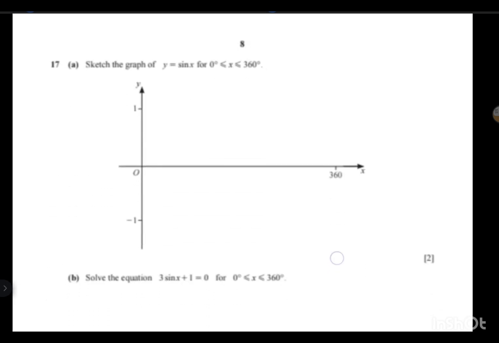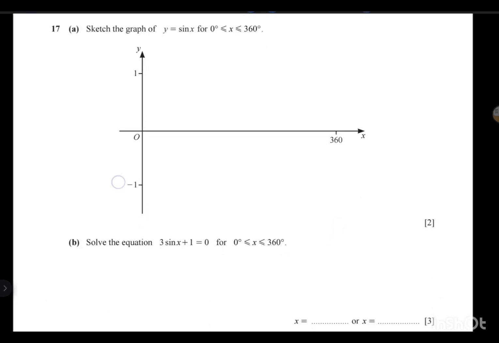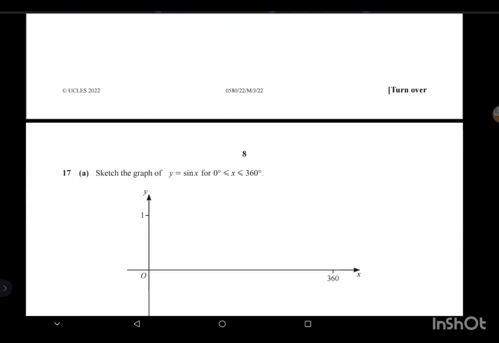Question number 17. Sketch, question number 17a: sketch the graph of y is equal to sin x for 0 degrees less than or equal to x less than or equal to 360 degrees. So here you will have to use your rulers, students.